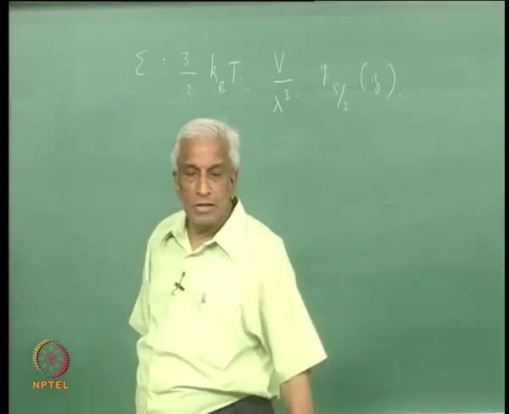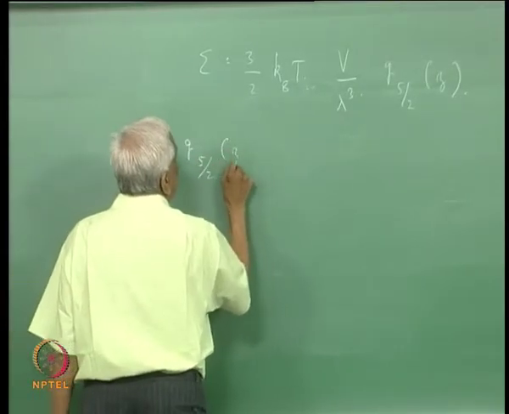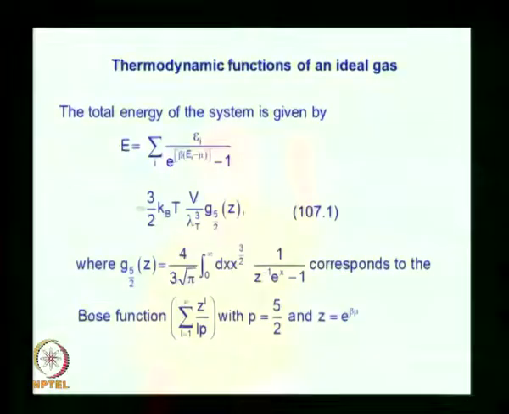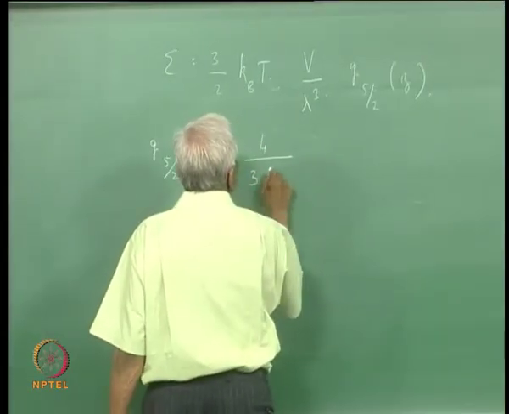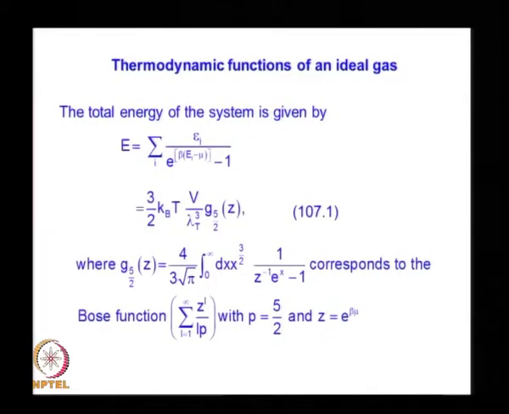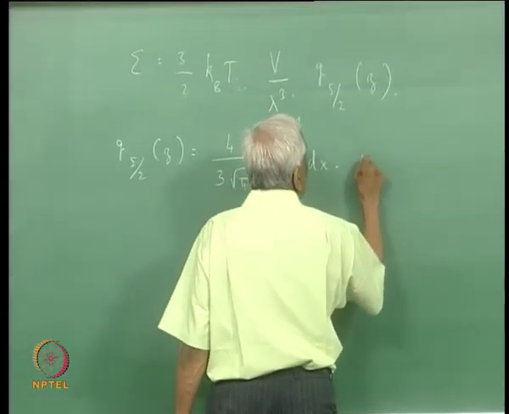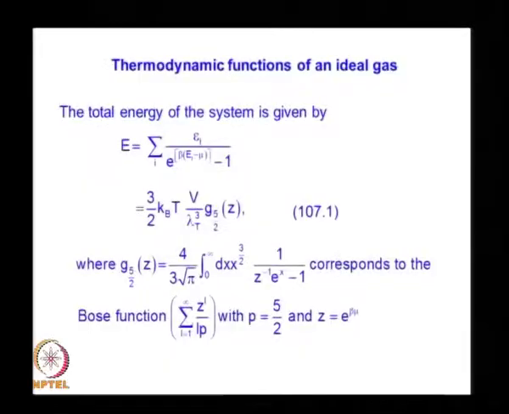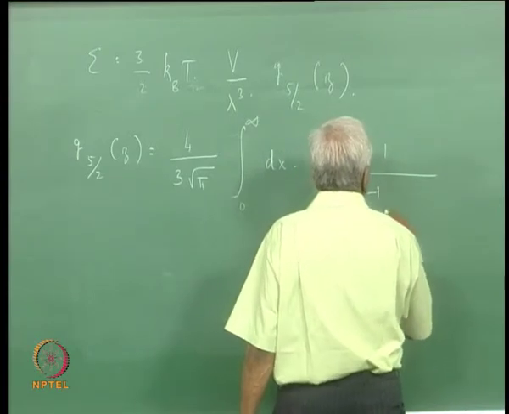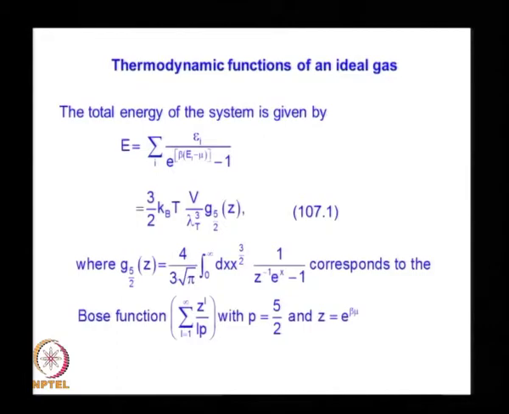This is an expression that we discussed in the lecture: g_{5/2}(z), where g_{3/2}(z) is the following expression: 4/(3√π) integral from 0 to infinity dx x^{3/2} / (z⁻¹ e^x − 1).